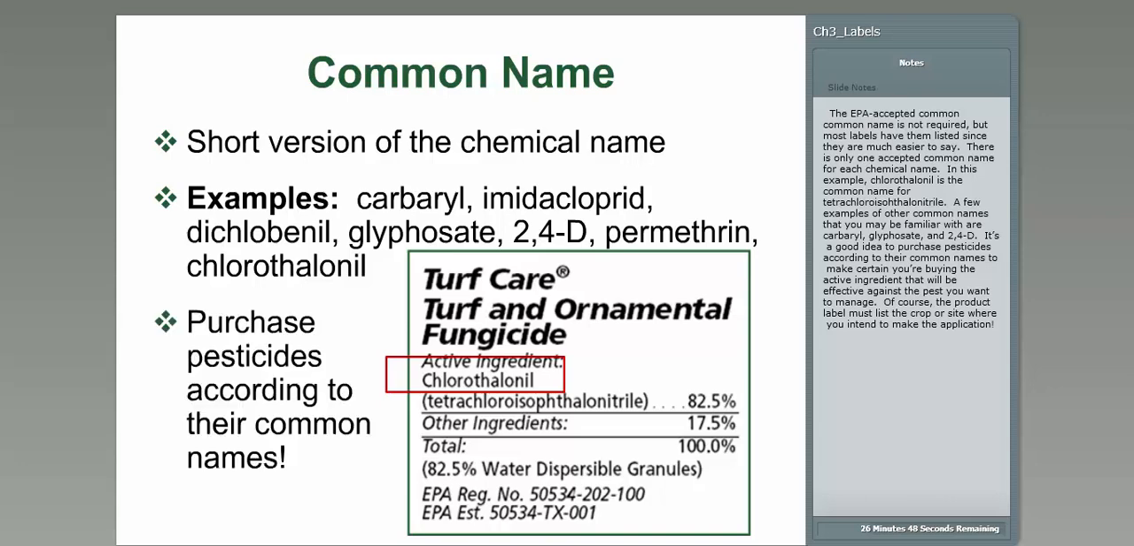It's a good idea to purchase pesticides according to their common names to make certain you're buying the active ingredient that will be effective against the pest you want to manage. Of course, the product label must list the crop or site where you intend to make the application.